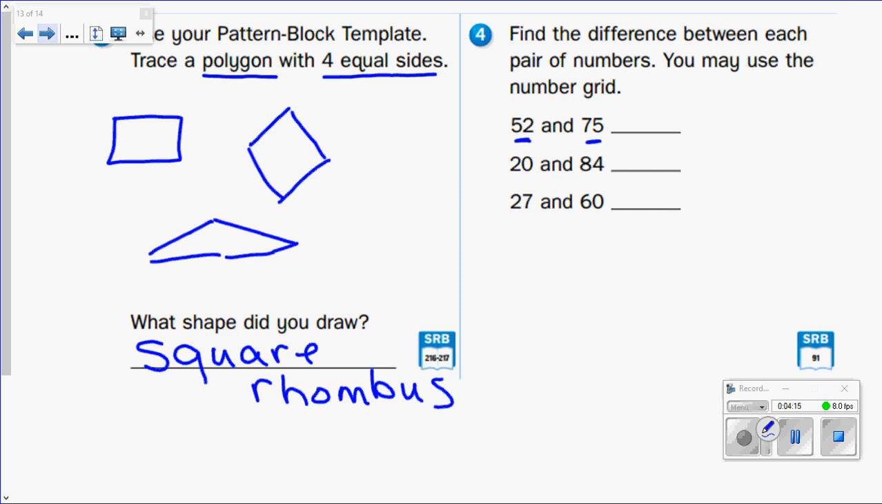All right, the distance between 52 and 75 would be 69. The distance between 20 and 84 is 64. And the distance between 27 and 60 is 33. Okay, once again, boys and girls, you could have used your number grid to help you figure that out.